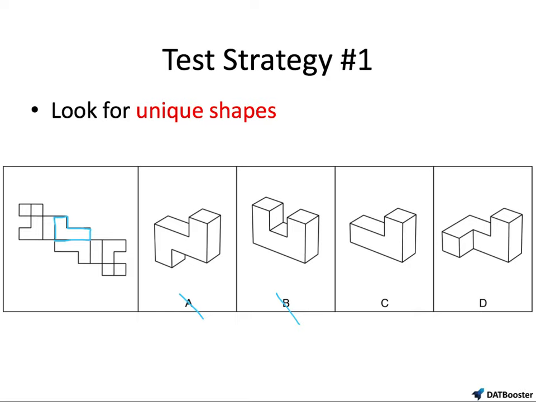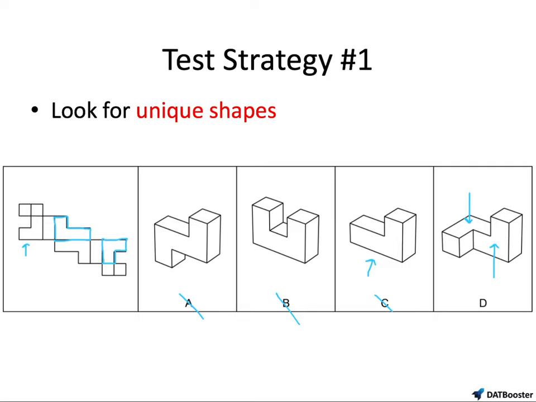Another unique shape is this smaller L. And for this shape as well, we have a second one over here. So then we can go back to C and D and see which ones have this smaller L. And we can rule out C because it does not contain that shape. There's no little L anywhere in this shape. Whereas D, we can see one of them right here and the second one right here.